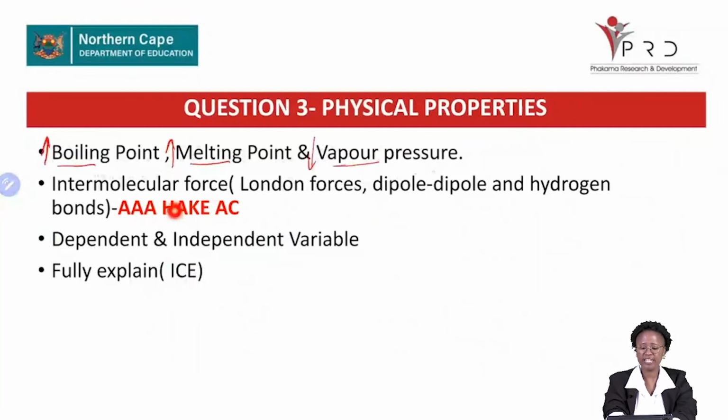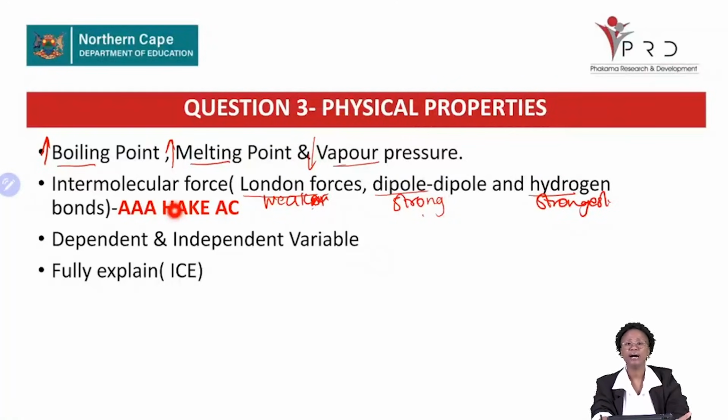So we have 3 intermolecular forces to help you remember. We have the London forces, dipole forces, and hydrogen bonds. Remember, we have arranged them from the weakest to the strongest. We have London forces that are weak, then dipole forces that are strong, and then hydrogen bonds that are the strongest. Okay, this could be weak, strong, and strongest.